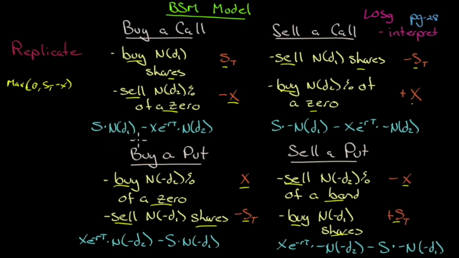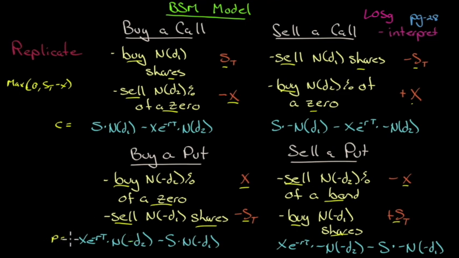So if we were going to write it out in this kind of notation, all we have to do is follow along. We have a positive sign in front of the S, so we're buying ND1, minus X e to the negative RT times ND2. So there's how we price a long call, buying a call. If we're buying a put, it's just the opposite, with the negative signs in here.